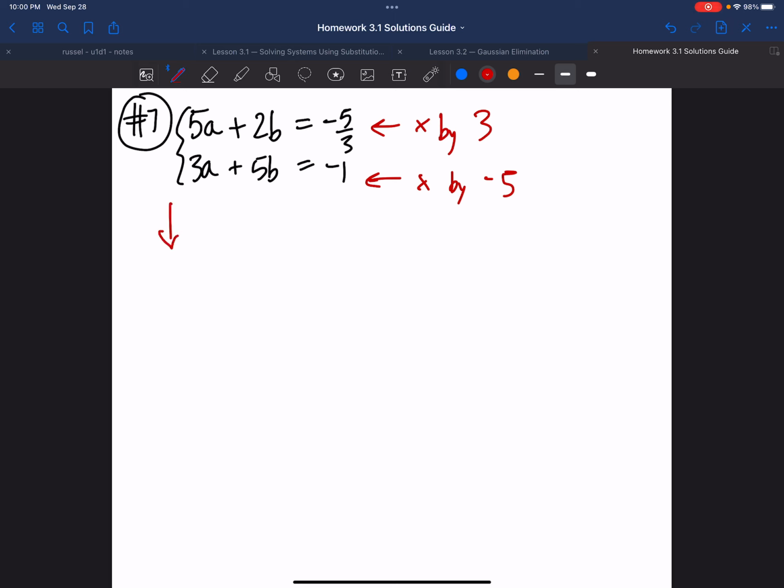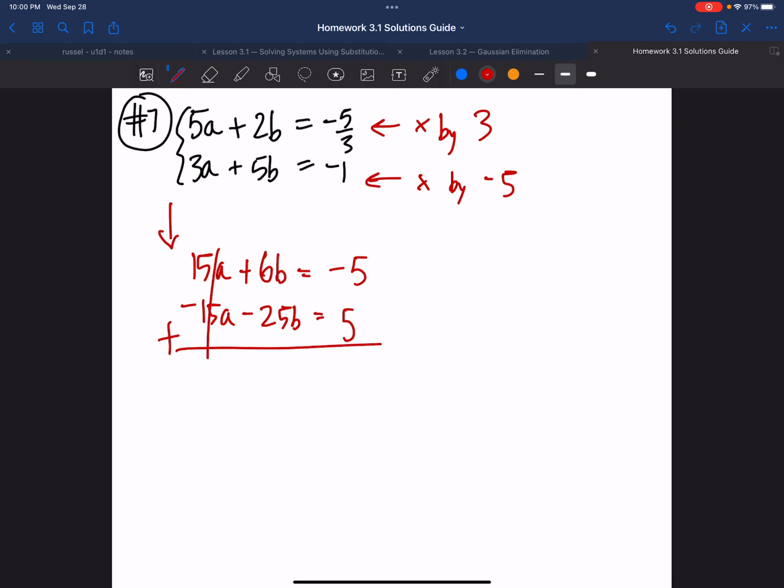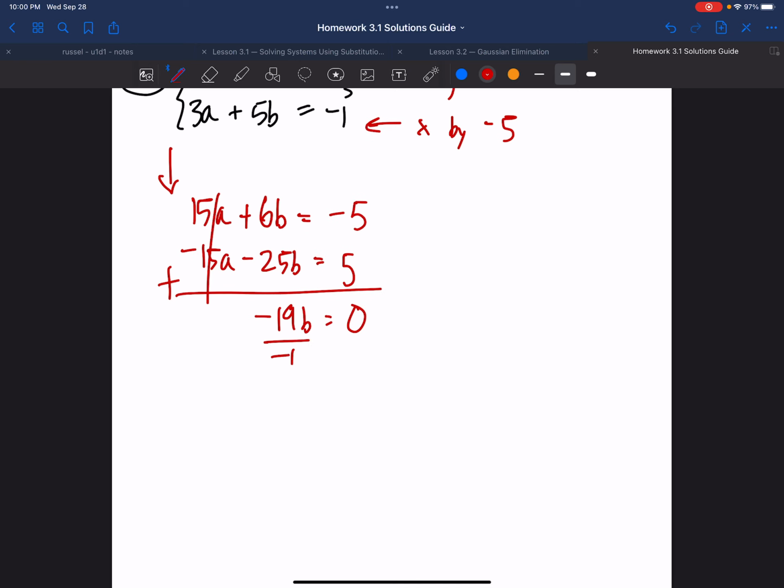So the top equation becomes 15a plus 3 times 2b is 6b equals negative 5. And the bottom equation multiplied by negative 5 is negative 15a minus 25b equals positive 5. Add, these are gone. Get negative 19b equals 0. Divide both sides by negative 19. And so b equals 0. Okay? And get b equals 0.